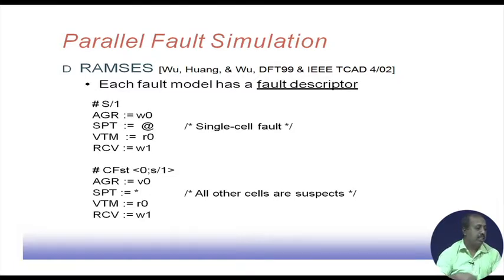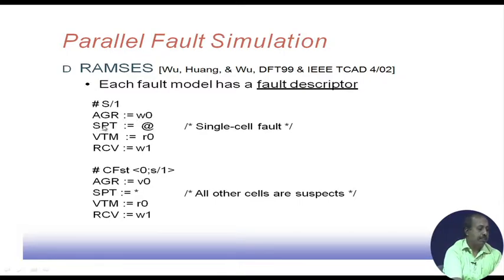So, the first fault that we are considering is stuck at 1. It has a descriptor. How? It has an aggressor, AGR is the aggressor pattern, which will create the detection of that particular fault. So, this is basically if I do a write operation. This is the aggressor, write 0. I want to excite this stuck-at-1 fault, so naturally I have to write a 0.